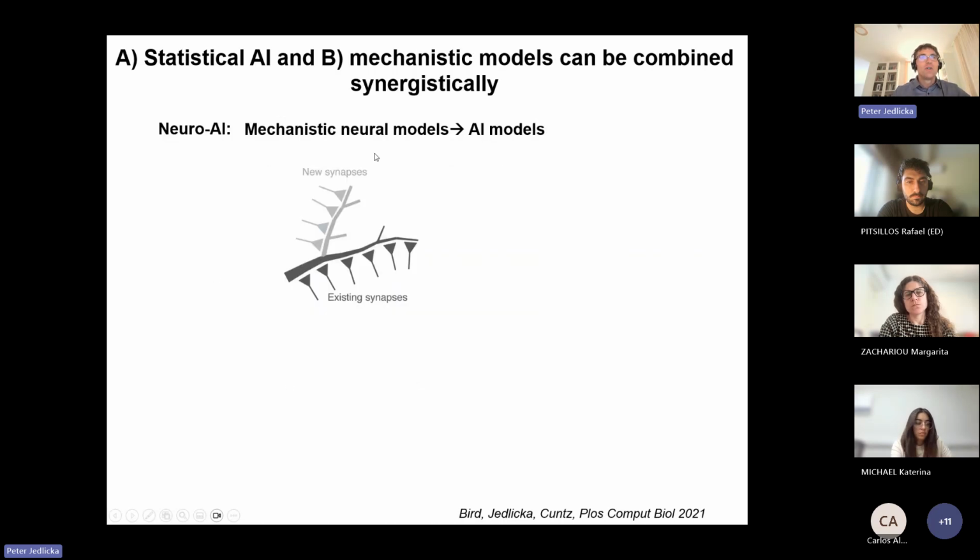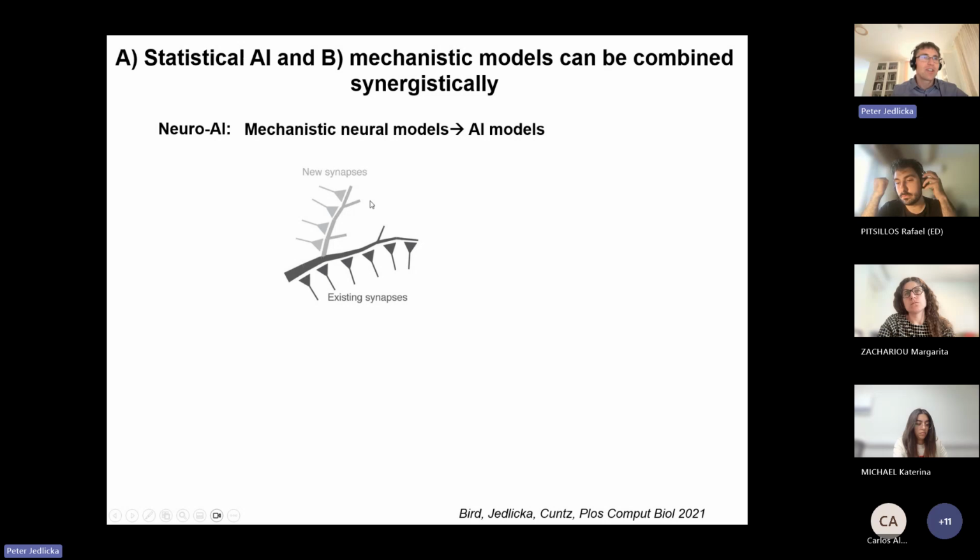And then also, again, without going into details too much, you can do this also in the opposite direction. You can first look into mechanistic models, and you can improve AI models. So this is one example. Sometimes people call this neuro AI, right?